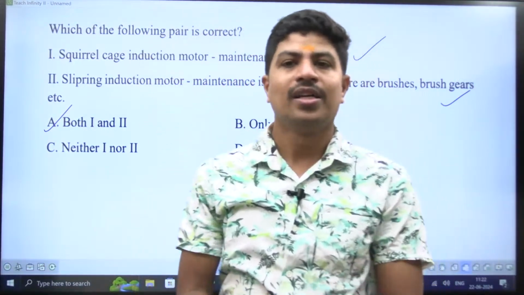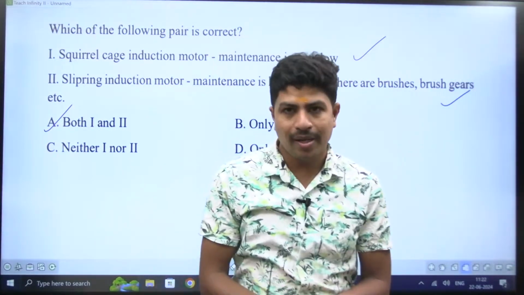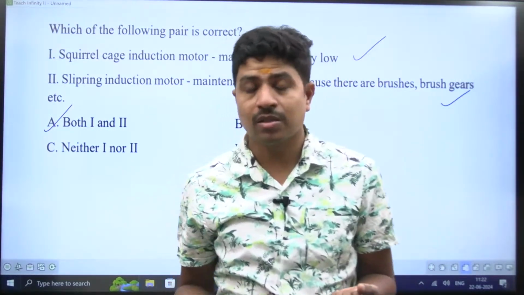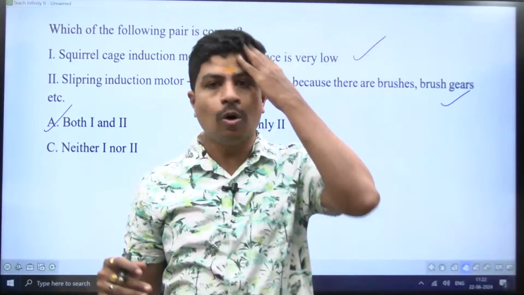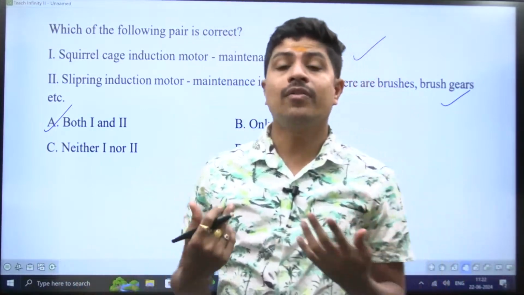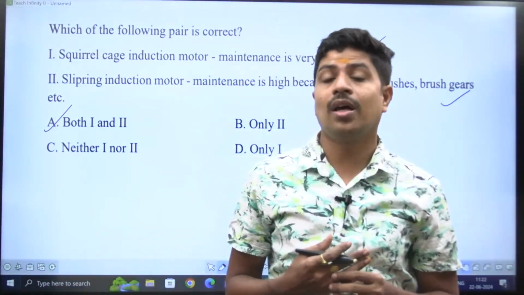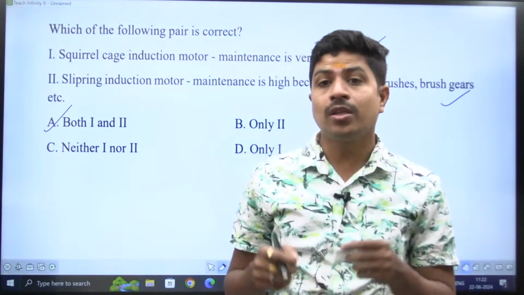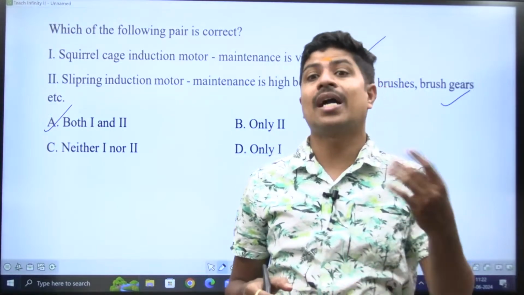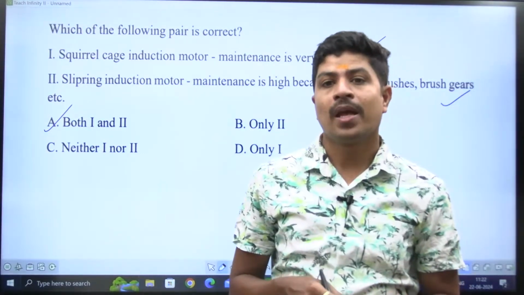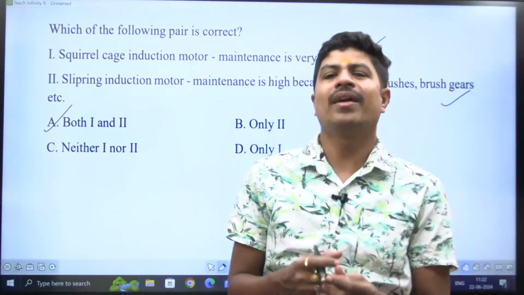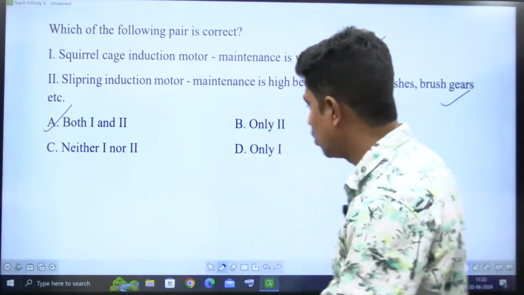Harika and Suraj Kumar, you both are answering very well. Good. You all know that the maintenance of a squirrel cage induction motor is very, very less. Why? Because once you construct the rotor, you need not open it again and again. But if you have a slip ring induction motor, we have the provision to introduce resistance into the rotor to increase the starting torque. For that, we have brushes, brush gears, and lubrication must be maintained. A lot of maintenance is required in a slip ring induction motor. Both 1 and 2 are correct.